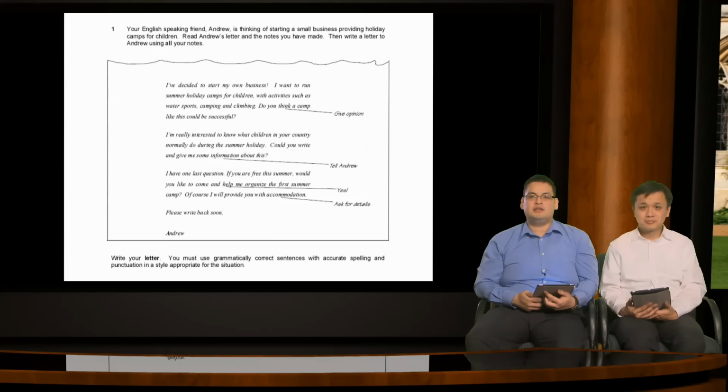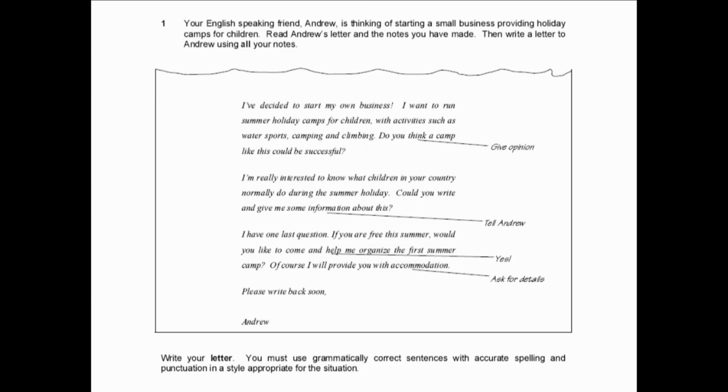So we don't expect you to read this example, but in this task it says, read Andrew's letter and the notes you have made. Then write a letter to Andrew using all of your notes. Is there something in this example that says to write? Yes, there is. Write about something? Yes again. Write in a particular genre to a particular audience? Yes, because they're instructed to write a letter to their friend, Andrew. Write about a number of different things? Yes as well.